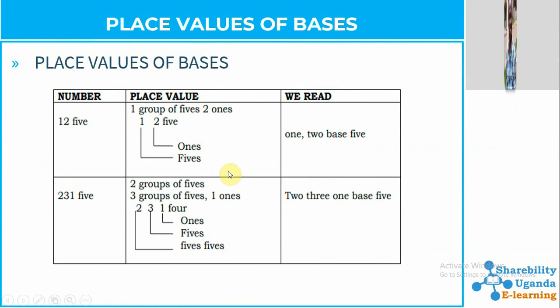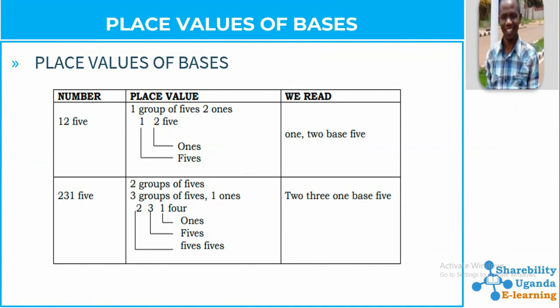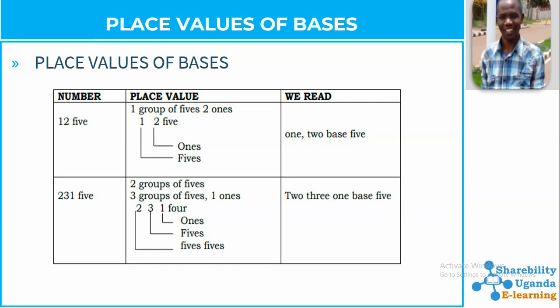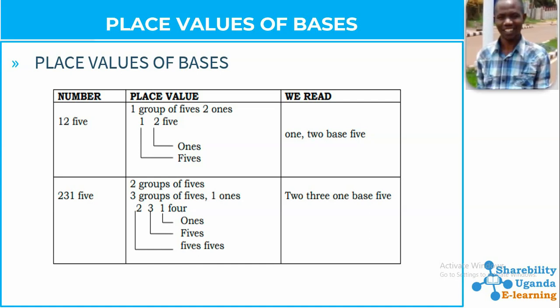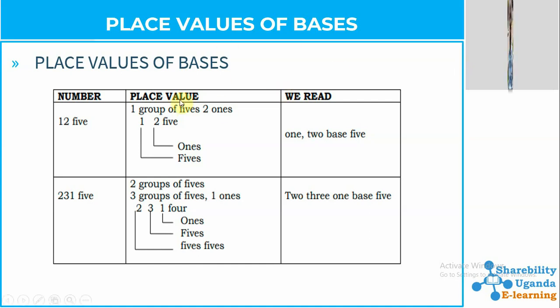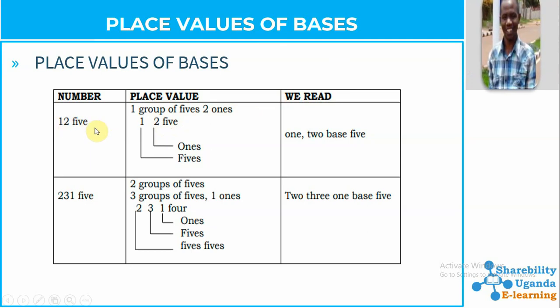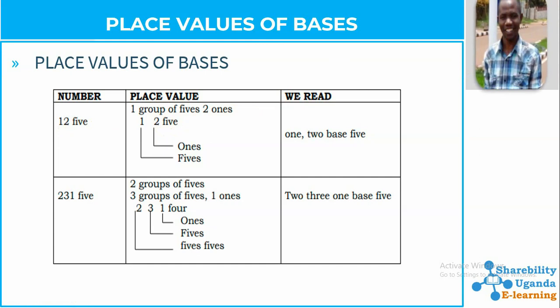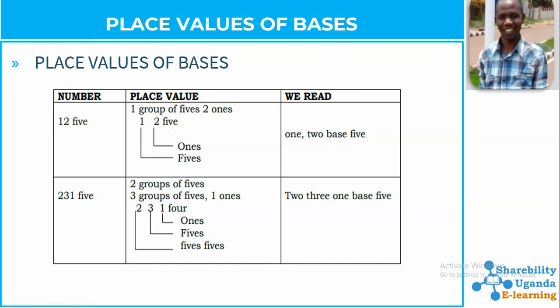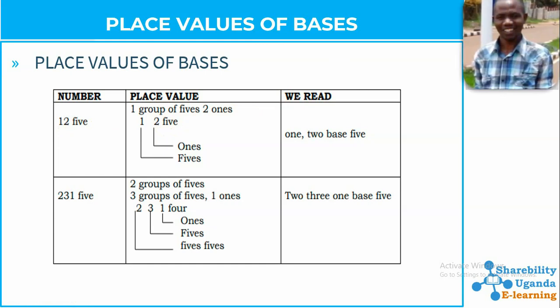So also still here we have to learn more about what we call place values of bases, because that's what we are going to be dealing with. When we give these numbers of ours place values, there is a way how we read them, and there is a way how we give them place values. For example, if we have been given our number 12 to base 5.